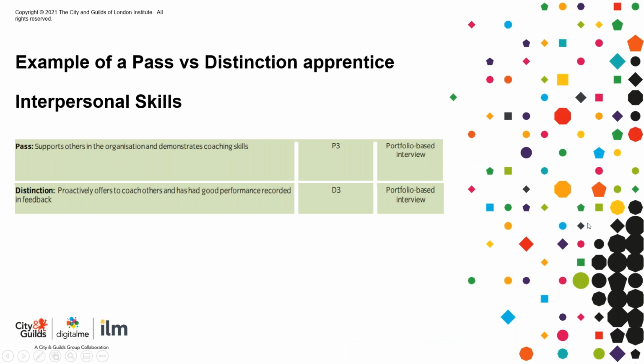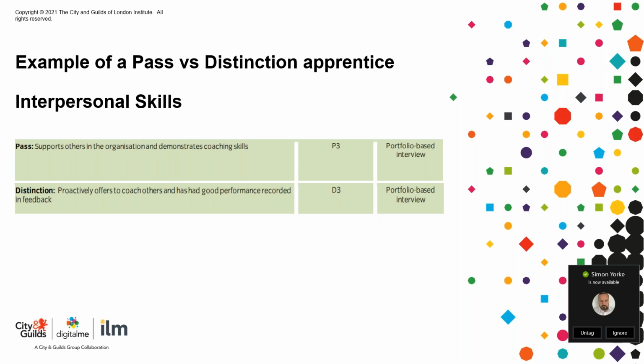So to move on to an example of a pass versus distinction apprentice, I have chosen the same modules actually as Juicy did. So if we use these as an extract from the mapping document to highlight that this shows that coaching will be tested in the portfolio-based interview. So that can be found easily.